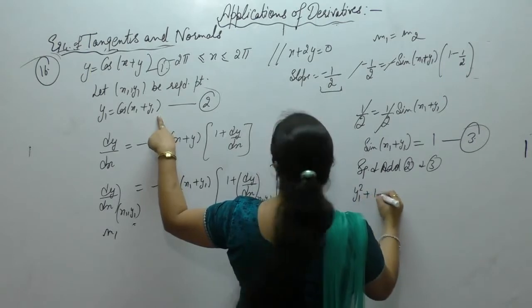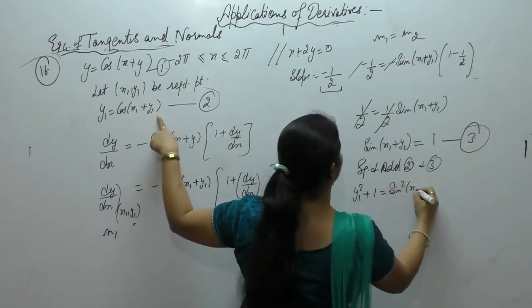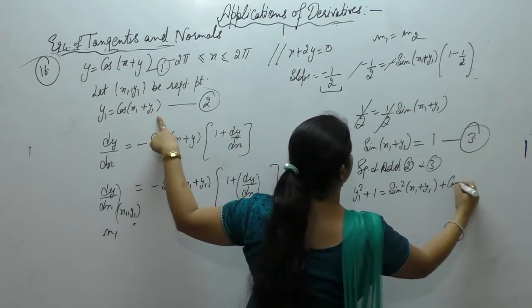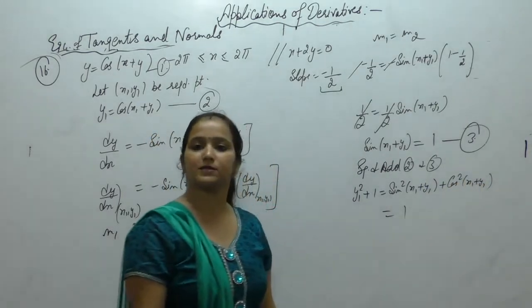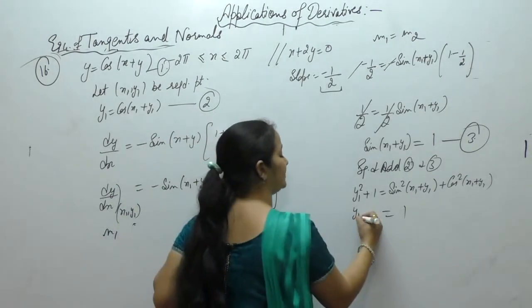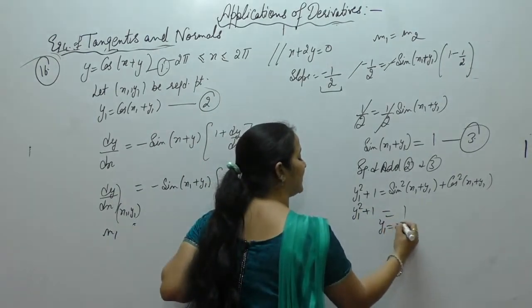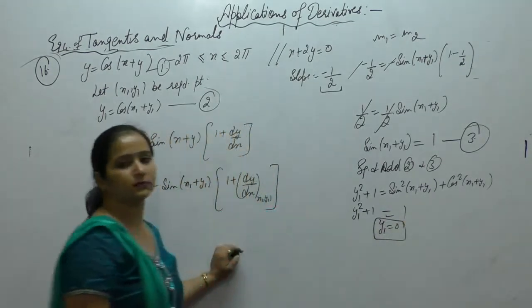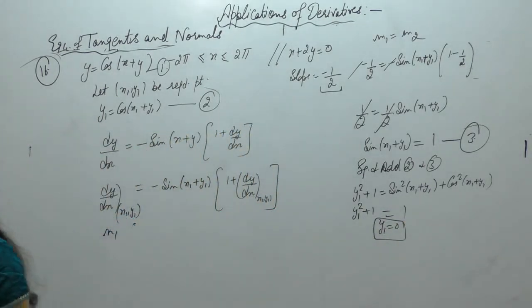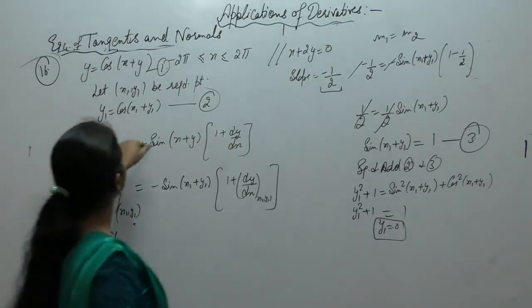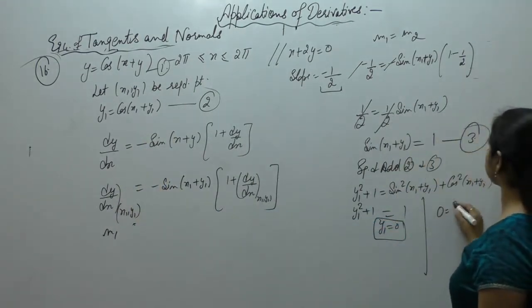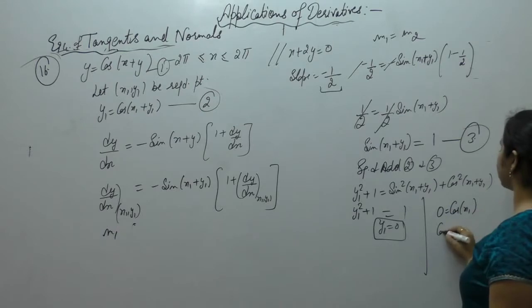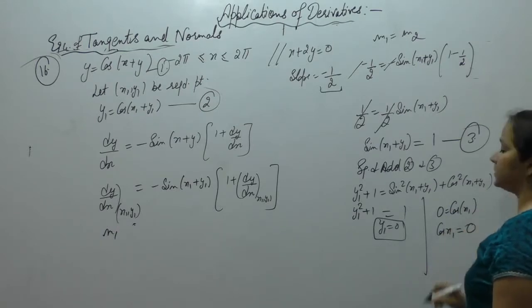y1 square plus 1 is equals to sine square x1 plus y1 plus cos square x1 plus y1. Sine square theta plus cos square theta is equals to 1. So what we get? y1 as 0. Clear? y1 is equals to 0. Put value of y1 equals to 0 in equation 2. So cos of x1 is 0.